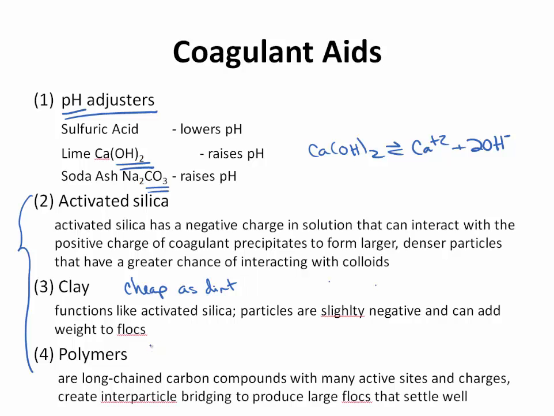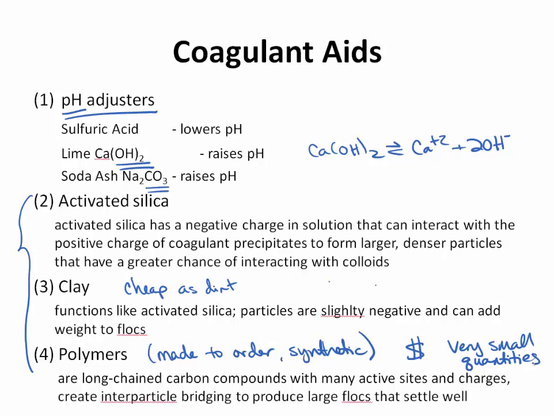The 4th coagulant aid is a polymer. Polymers are sort of made to order. They are synthetic typically, and these can be either negatively charged, positively charged, mixed charge. They're very effective at creating interparticle bridging to produce large floc, but they also are very expensive. These are typically added in very small quantities to just create a very efficient removal capacity.